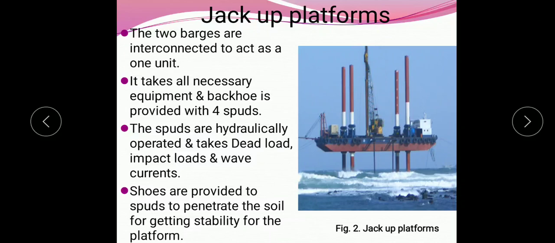Four spuds, that is legs, are provided which are anchored under the water. These spuds are hydraulically operated, and this spud will take the dead load, impact load and wave currents. To these spuds, shoes are provided, and these shoes will penetrate the soil for getting the stability under the water, so that it will provide a stable platform for working.